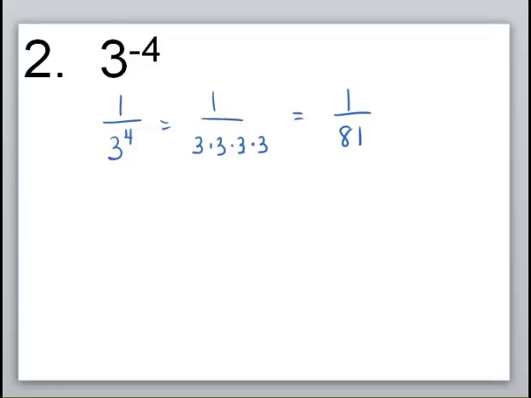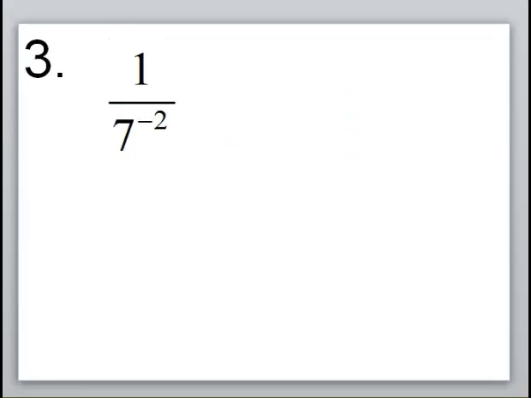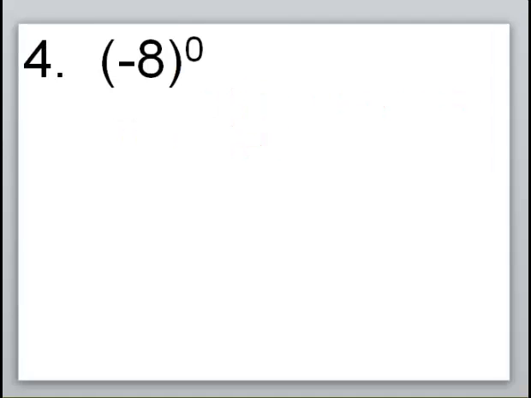The next problem. This guy is on the bottom of the fraction, but he's not happy there, so he's going to move to the top of the fraction. So it'd be like 7 over 2 to the first power, but we don't need to write this part. And so we just say 7 to the second power. 7 to the second power is 49. The next one, we know anything to the 0 power is 1, so we just write 1.